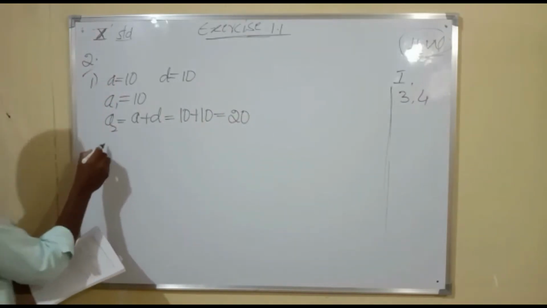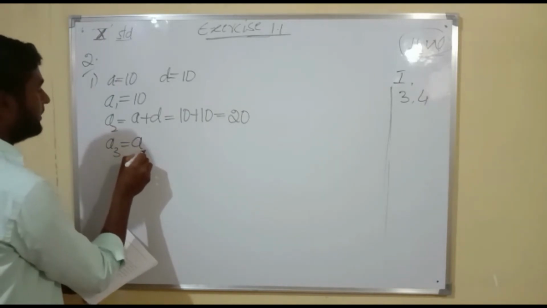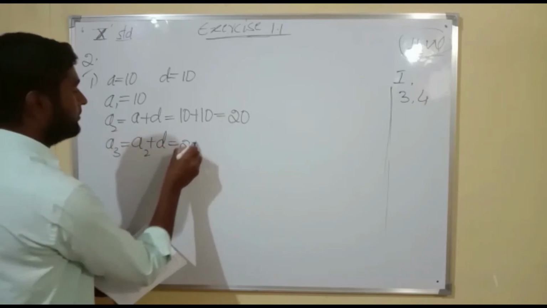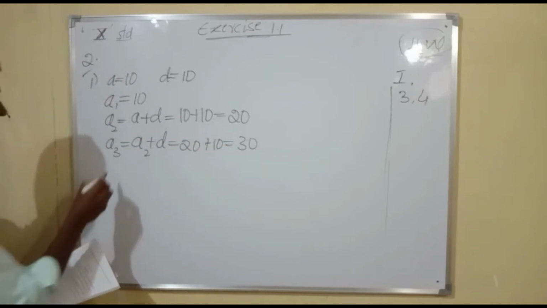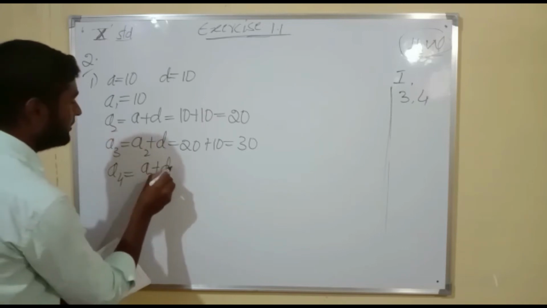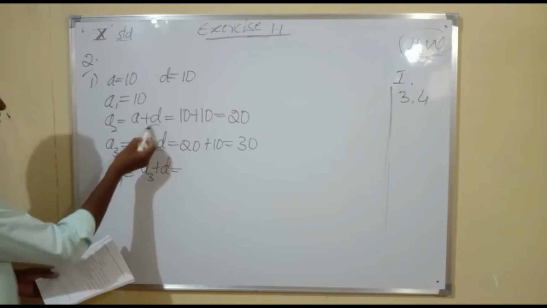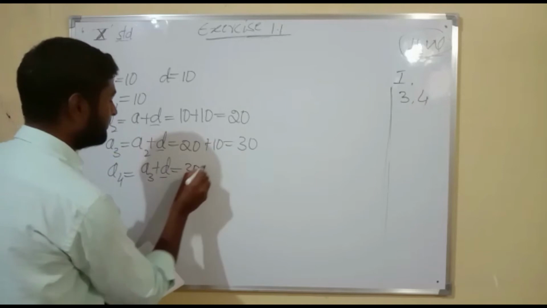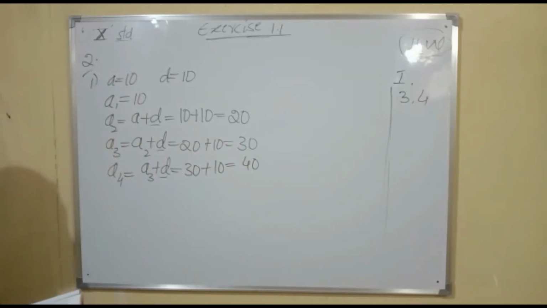Okay, it is A2. To get A3, we will have to add A2 plus D. Okay, 20 plus 10 is equal to 30. Okay, again A4 is equal to A3 plus D, means at every step you will have to add the common difference to the previous term. What is A3? 30 plus 10 is equal to 40. Now we got the four terms.